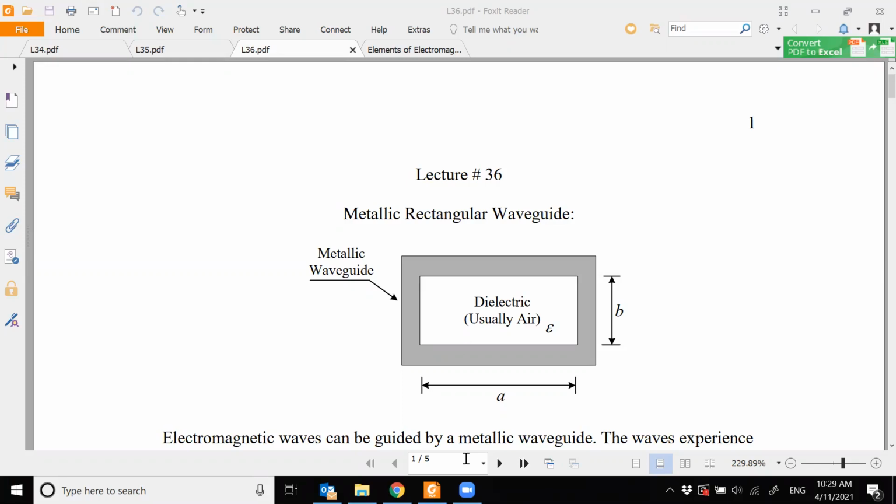So here is the question. For a normal incidence of the TEM wave on a boundary, the angle of incidence with respect to the normal of the interface is... Ten more seconds. 4, 3, 2, 1, and that's it.